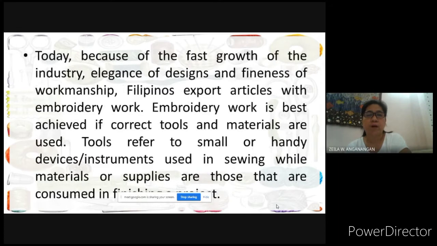Today, because of the fast growth of the industry, elegance of designs and fineness of workmanship, Filipinos export articles with embroidery work. Embroidery work is best achieved if correct tools and materials are used. Tools refer to small or handy devices or instruments used in sewing, while materials or supplies are those that are concerned in finishing the project.